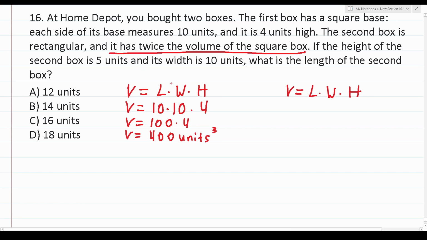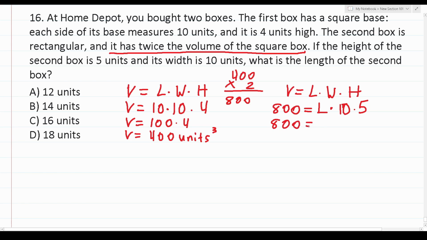According to the problem, the second box has twice the volume of the first box. So if the volume of the first box is 400, that means the volume of the second box is 400 times 2, or 800. So in place of this V, I'm going to put 800. And again, it says right here, we want to know the length of this second box. So we're going to be solving for L. And we know the width of the second box is 10, and the height of the second box is 5. So by solving this expression for L, we'll have solved this problem. So let's go ahead and work on doing that.